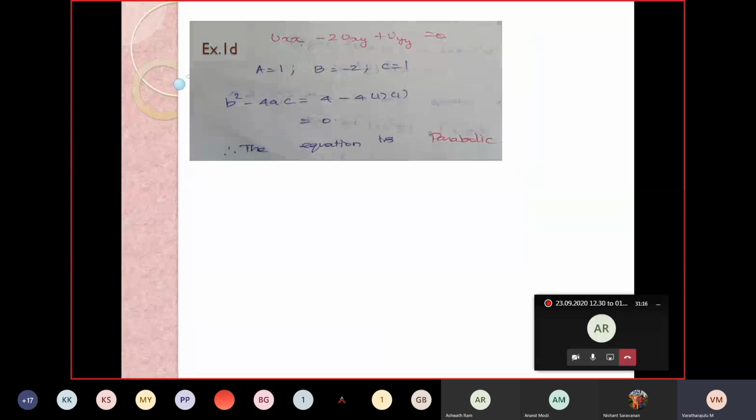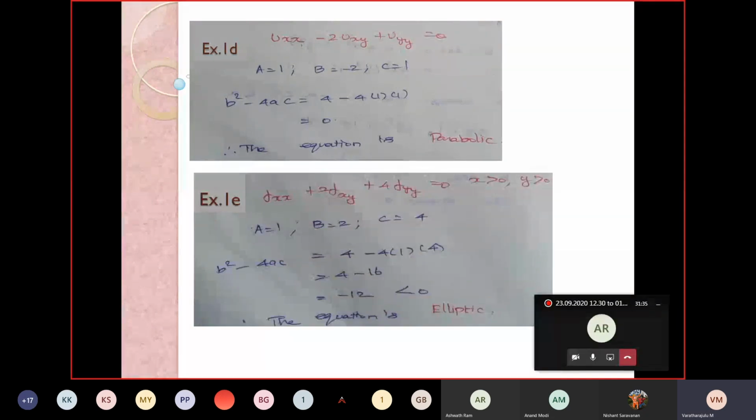And this is your exercise number 1d, u_xx minus 2 u_xy. We have all the terms, that is u_xx, u_xy and u_yy, and 1, minus 2, 1 are the coefficients, and we will get 0. Therefore it belongs to parabolic. And 1d, f_xx, some others use the function f, or some others use u. Don't worry about the symbols. The concept is very essential.